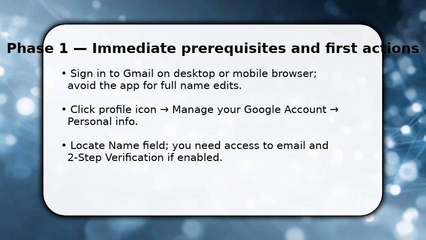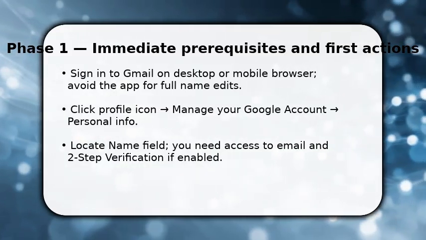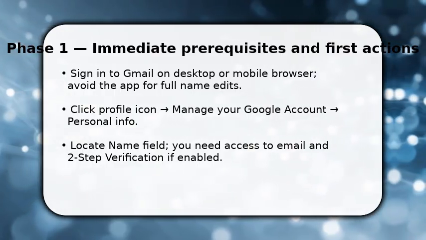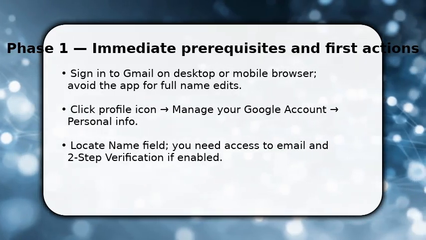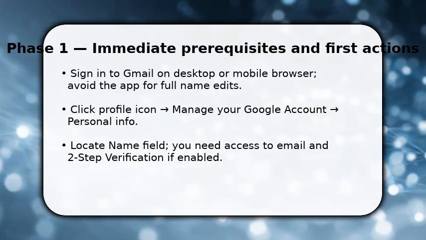You start by signing into Gmail in a browser. This process is faster and shows all options. Once signed in, click your profile icon, then select Manage your Google account to reach personal info. You need to verify your identity if prompted, enter your password, or use two-step verification.